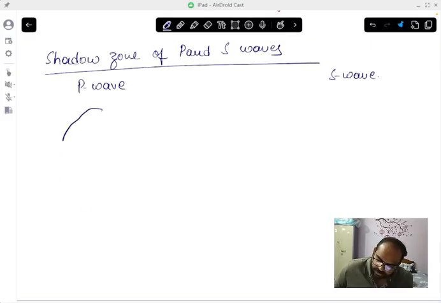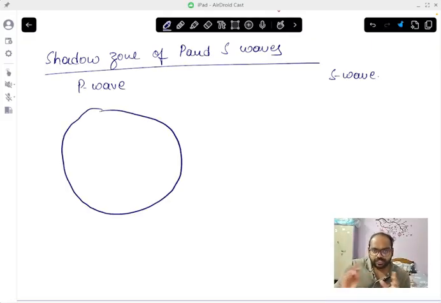You draw your diagrams in a neat manner. I'm very bad at drawing, please don't mind it. I'm working on it, but I couldn't.